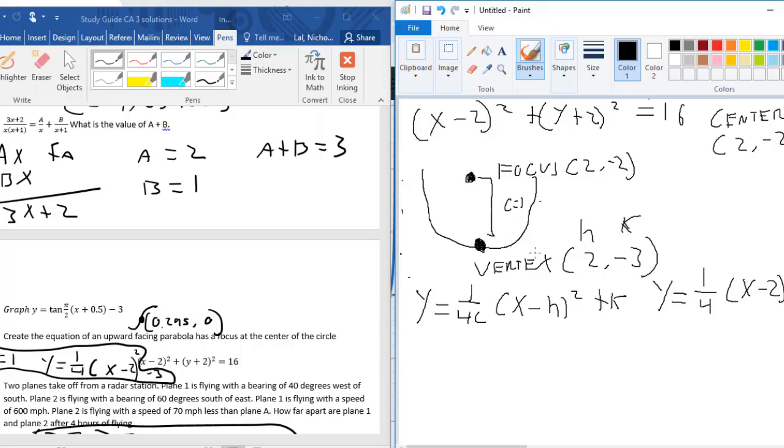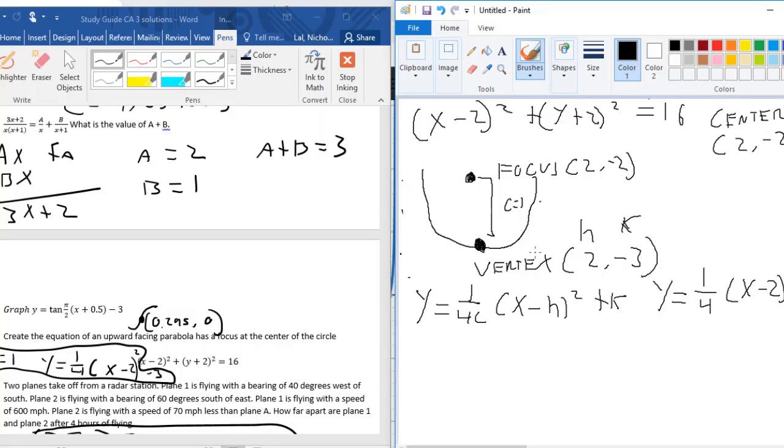Then I have to take the standard form of my parabola. y is equal to 1 over 4c times (x minus h) squared plus k. I plug in 1 for c, 2 for h, negative 3 for k, and that's how I get y is equal to 1/4 times (x minus 2) squared minus 3. Now I am going to give you guys the standard form of the parabola on your formula sheet, so that should help you once you find c, h, and k. Make it a matter of plugging it into your standard form and then simplifying.